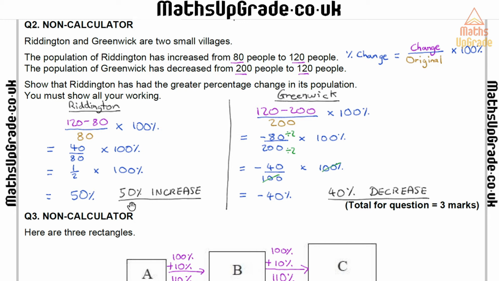So I've therefore shown that Riddington, this first village, had a greater percentage change. This is a 50% change, this is a 40% change. The entire question there is worth 3 marks.